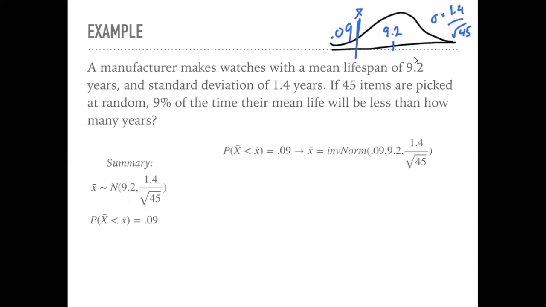So since we have the area to the left, we're using inverse norm of 0.09, saying that the mean is 9.2 and the standard deviation is 1.4 divided by the square root of 45. And we get that the sample mean that has 9% of the time the lifetime less than this would be 8.92. So 9% of the time watches last less than 9.82 years.